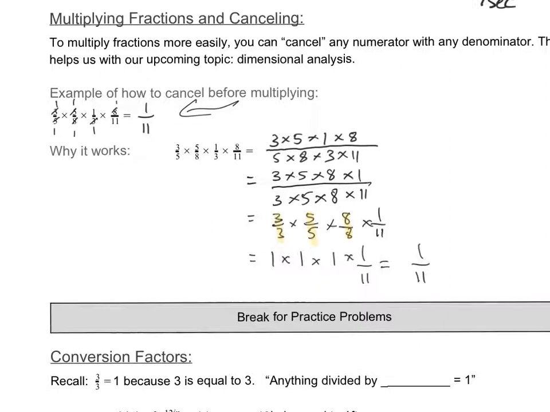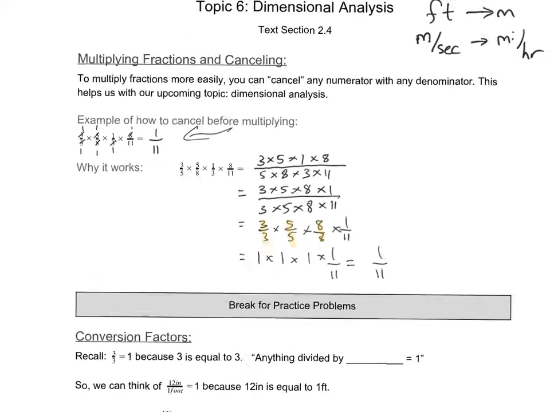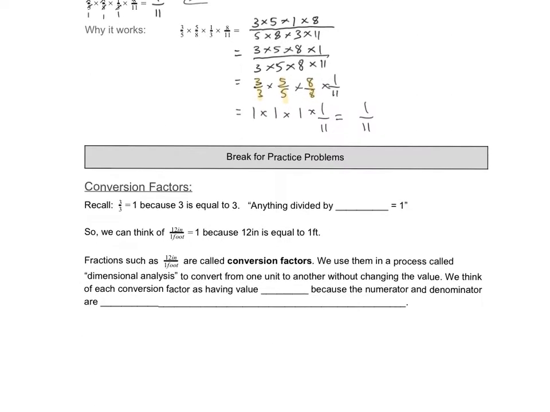Now there is another key idea here. If you can see how I have these highlighted 3 over 3, 5 over 5, that idea is that anything divided by itself is equal to 1. And we're going to really expand on that idea now. And we're going to talk about something called conversion factors. So conversion factors are used in this method where we change units.